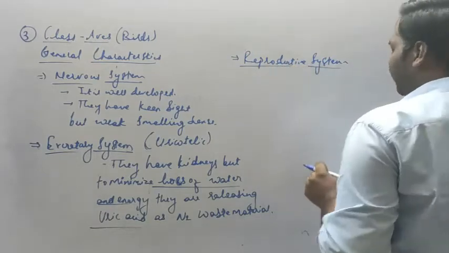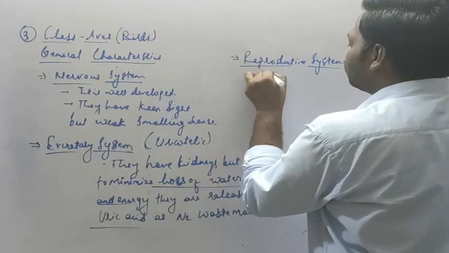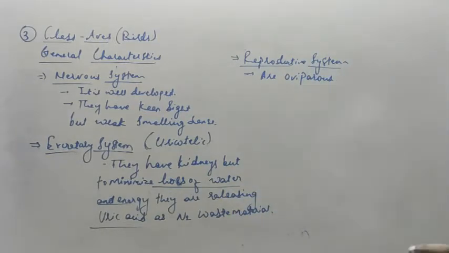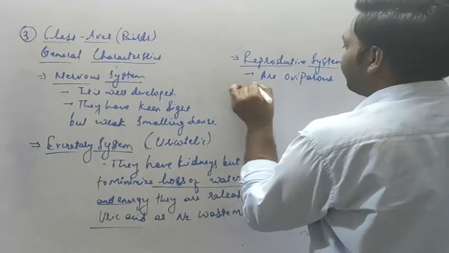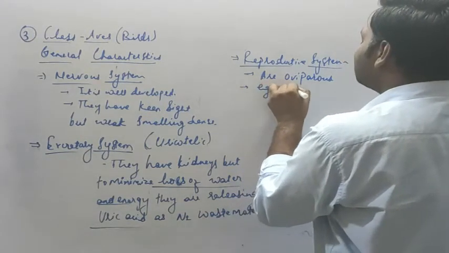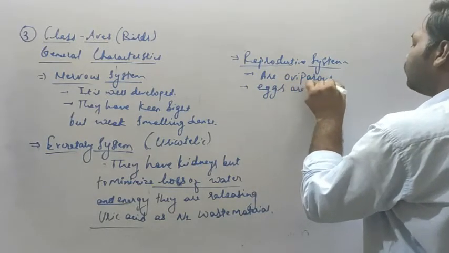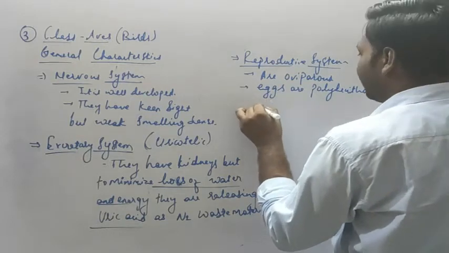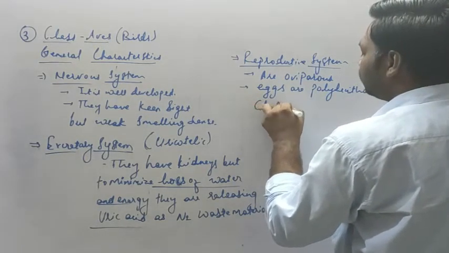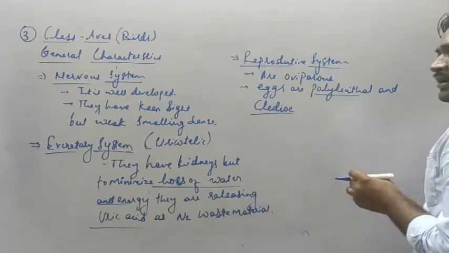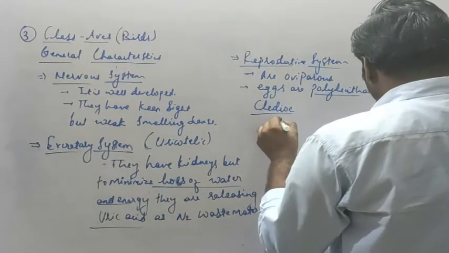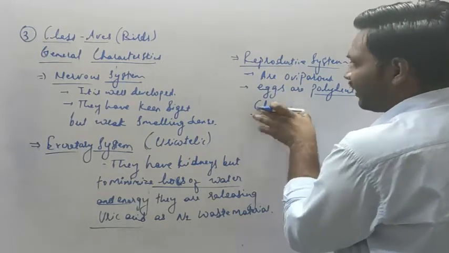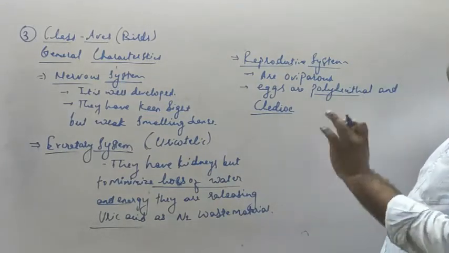So when we talk of the reproductive system, they are oviparous. That means they lay eggs, okay. So these animals generally lay eggs. So what are they called? Oviparous, okay. The eggs are polylecithal and cleidoic. That means what? Polylecithal means they have sufficient yolk, and cleidoic means they have a self-sufficient egg with a protective layer, okay. So it consists of the protective layer, and this consists of the sufficient yolk.